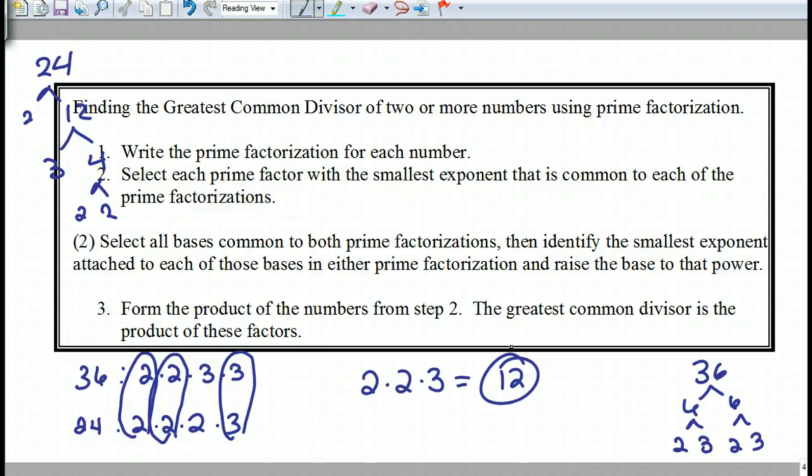I feel like the other one's a lot easier. This way was a lot easier? Well, I suppose once you get a bigger number, yeah, the bigger numbers is where it gets tricky.